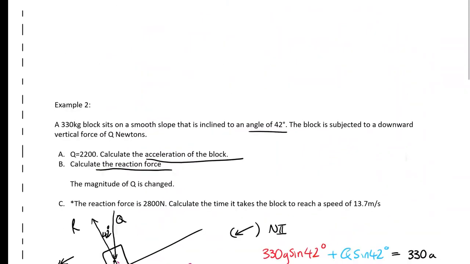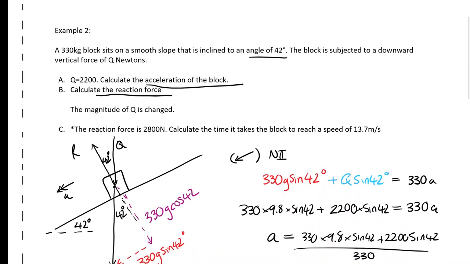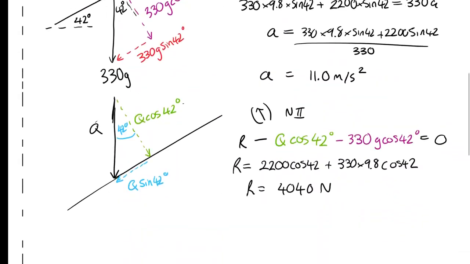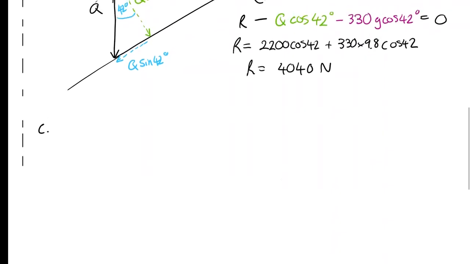Okay. Then the question changes. The magnitude of Q is changed. It could be larger, it could be smaller, but it still acts in the same direction. So part C, the reaction force is 2,800 newtons. Calculate the time it takes the block to reach a speed of 13.7 meters per second. So part C, calculate the time it takes.